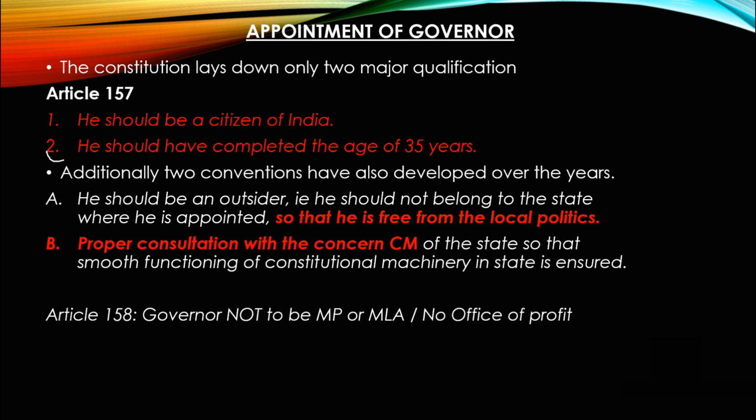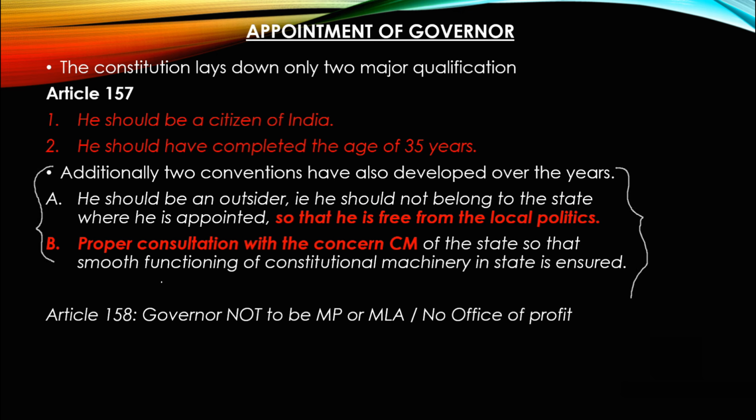So these first two are the written qualifications, reflected in Article 157. For the other two, there is nothing written in the articles. It's not a written law, but just a convention which we have been practicing on and on. In fact, the constitution does not say that outsiders should be appointed as the governor of that state. And the constitution is also not aware that the concerned CM must be consulted first. These are all conventions. Nothing is written in the constitution. But it's good that we are observing these norms.